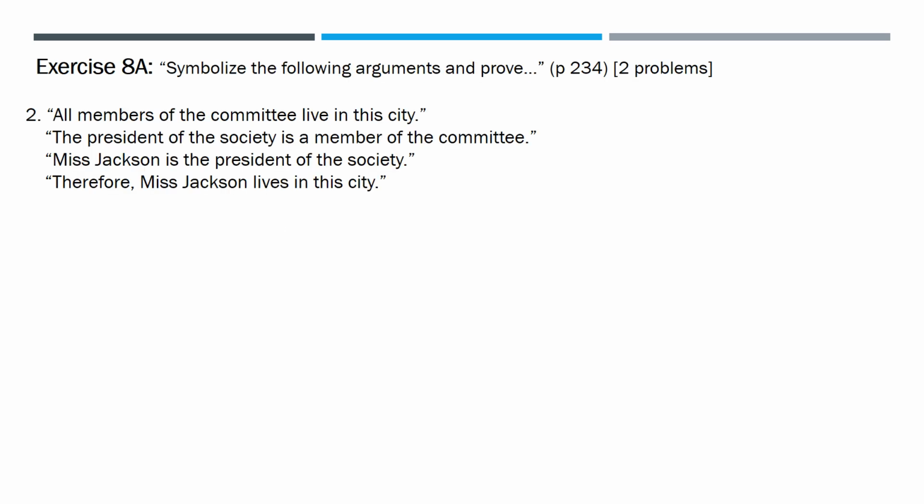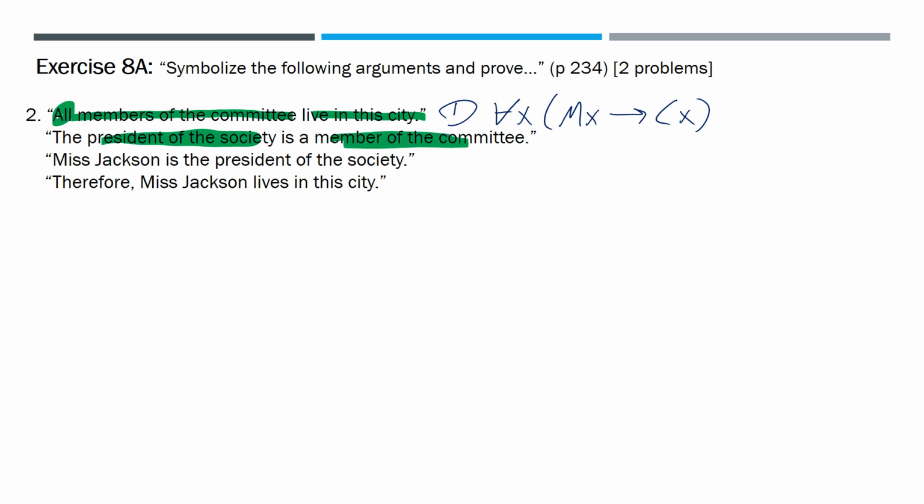This is maybe a more interesting argument. We'll translate it into predicate logic using our new tool of identity, and then we'll find out if it is indeed valid. Premise 1 tells us that all members of the committee live in the city. It's a universal affirmative proposition. We have a universal quantifier. So premise 1 will say for all x, if x is a member of the committee, then x lives in the city. Premise 2 tells us that the president of the society is a member of the committee. President of the society is a subject. Member of the committee is a predicate. Hence, for line 2, we have MP.